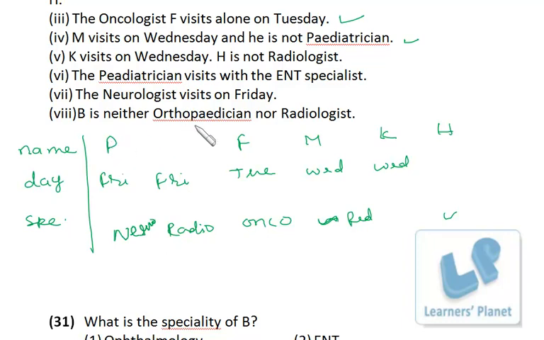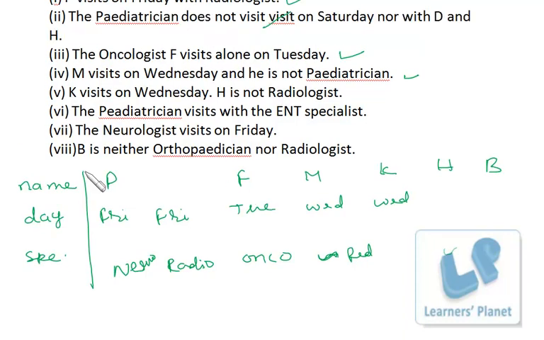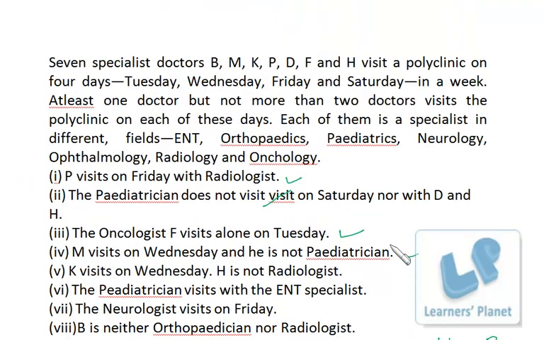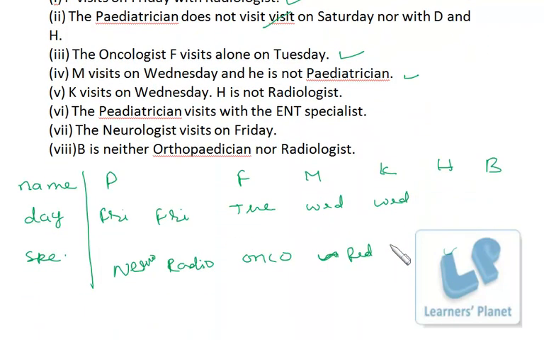Now B is neither orthopedician nor radiologist. That means B cannot be this person. That means B is the last person over here. Right. Now 1, 2, 3, 4, 5, 6 persons are occupied. Now we are left with just D. So we just fill up this place. So D visits on Friday and D is radiologist.